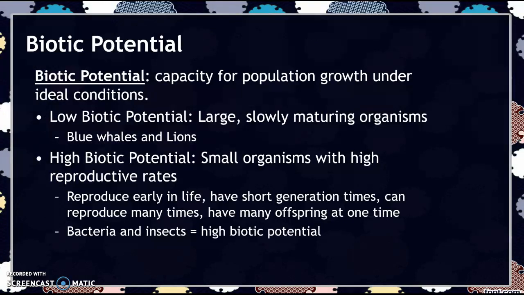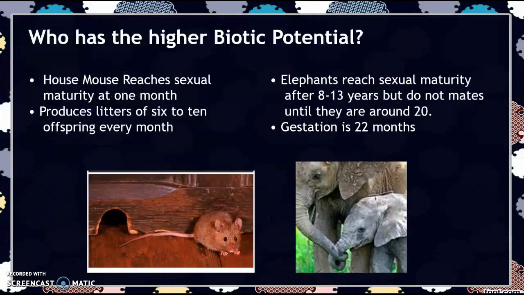So, biotic potential. Biotic potential is the capacity for a population to grow under ideal conditions. If something has low biotic potential, they are usually large, slowly maturing organisms, like blue whales and lions. High biotic potential are usually small organisms with high reproductive rates. They reproduce really early in life, have short generation times, can reproduce many times over and over again, and have many offspring at one time. Bacteria and insects are examples of organisms with high biotic potential.